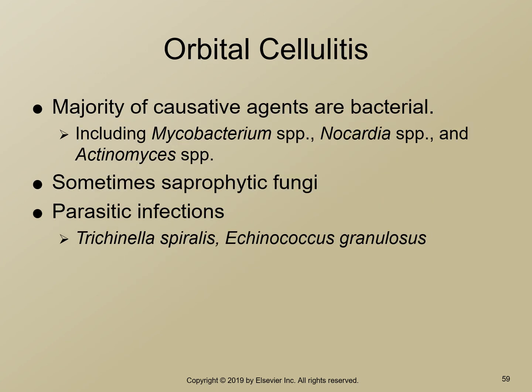Orbital infections can also be extensions of bacterial or fungal sinus infections. Organisms that initiate sinusitis can also cause orbital cellulitis. The majority of causative agents of orbital cellulitis are typically bacterial, and they include organisms such as Mycobacterium, Nocardia, and Actinomyces species. Saprophytic fungi can also be involved in these infections, as well as parasites such as Trichinella or Echinococcus.